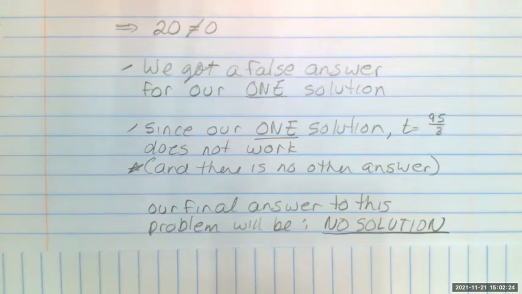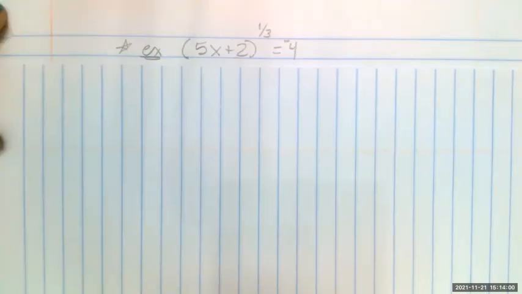Since our one solution does not work, and there is no other answer, our final answer to this problem will be no solution. So 95 over 3, even though that's our answer, it did not work. That is our only answer. If our only answer does not work, it's a no solution to this problem. Please remember to check your solutions.